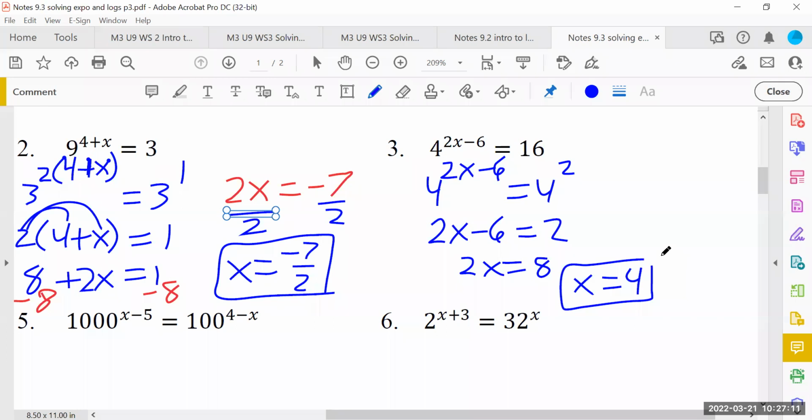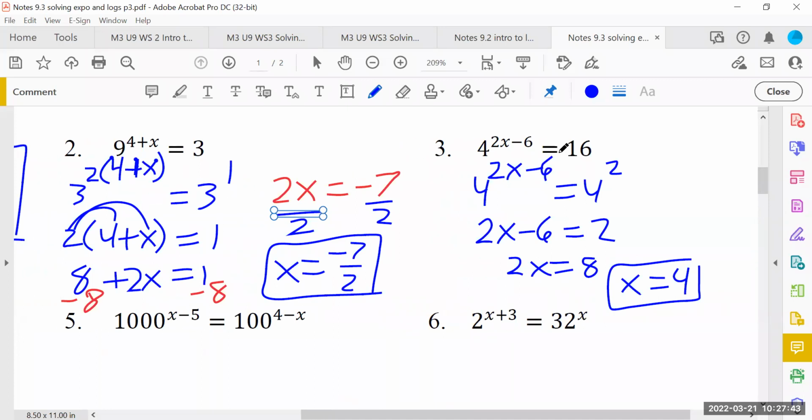Is everybody good with that? I didn't write down every single step, but is everybody good with how we worked that one out? If you get an answer that is this simple, like a nice whole number answer, it's actually not hard to plug it back in and check. 2 times 4 would be 8. 8 minus 6 is 2. 4 squared is indeed 16. Does that make sense to everybody? Yes? No? Most of us are okay?